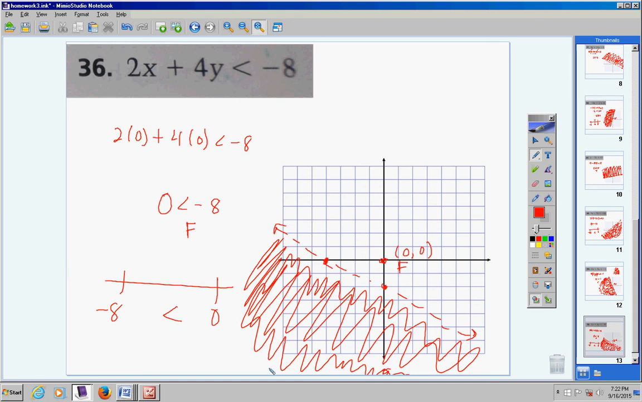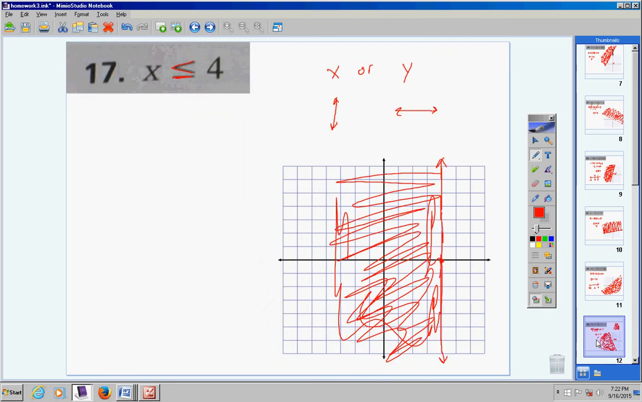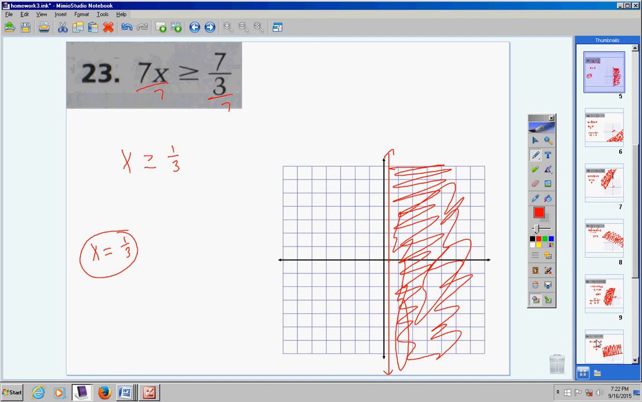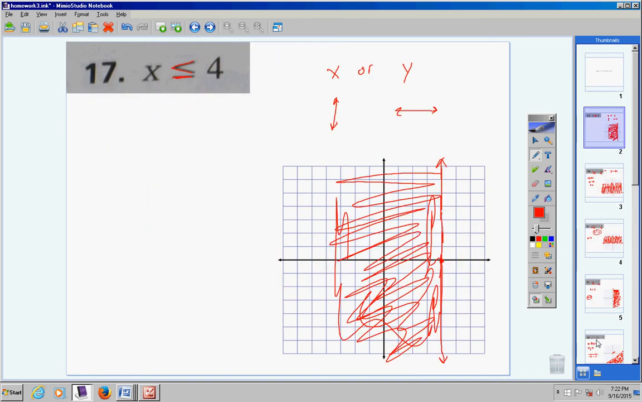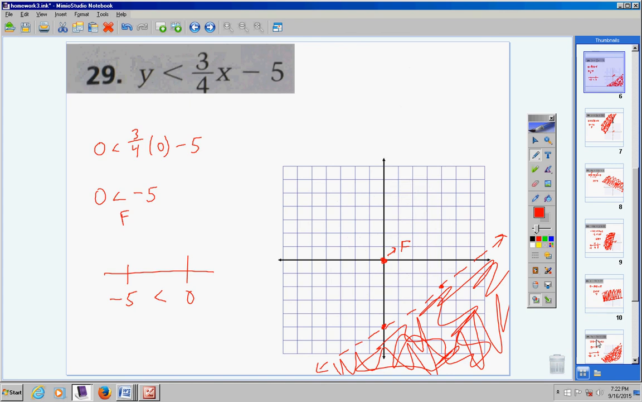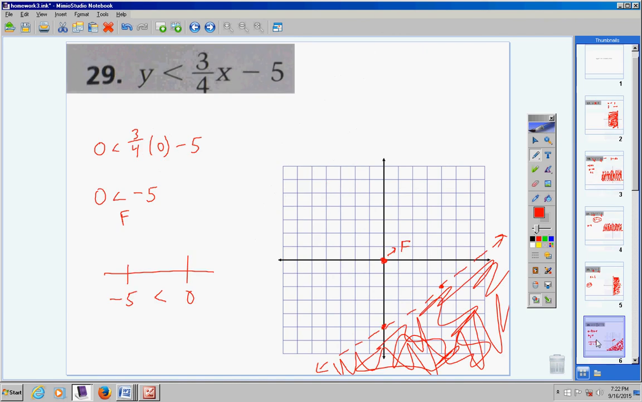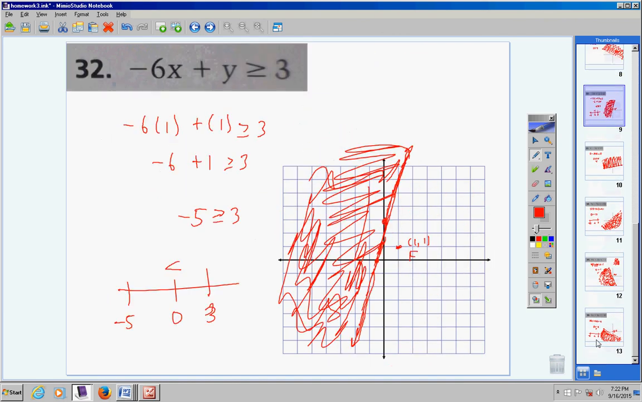Okay, real quick review here. Remember, if your inequality has one variable, like this one, this one, this one, or this one, you're going to have either a horizontal or a vertical line. Okay, very important you see that. And then when you have the double variable inequalities, you graph them as a slanted line using either the double intercept method, the table of values method, or the slope intercept method.